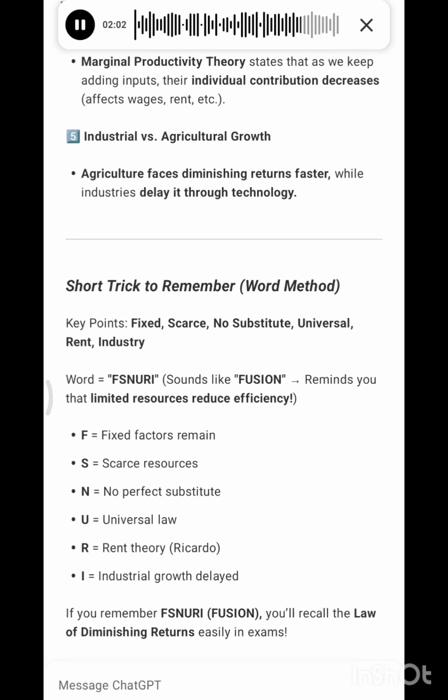Short trick to remember. Key points: fixed, scarce, no substitute, universal, rent, industry. Word FSN URI sounds like fusion, reminds you that limited resources reduce efficiency. F, fixed factors remain. S, scarce resources. N equals no perfect substitute. U, universal law. R, rent theory, Ricardo. I, industrial growth delayed. If you remember FSNURI, fusion, you'll recall the law of diminishing returns easily in exams.